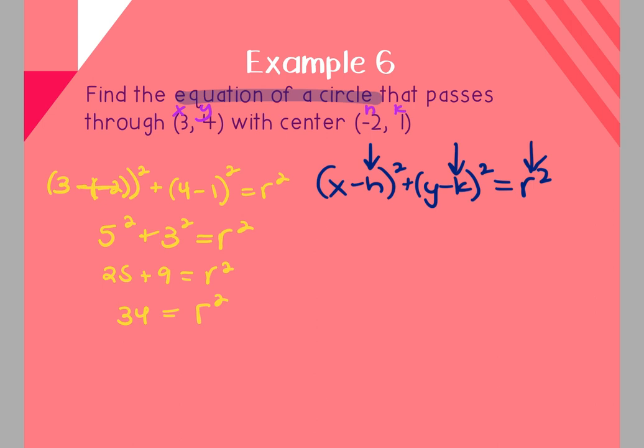If it asks for your radius, what's your radius? The square root of 34. So you'd have to square root it. Because I'm plugging it in as r squared, I don't have to go through that step. I don't need to square root it and then re-square it. I could keep it r squared.